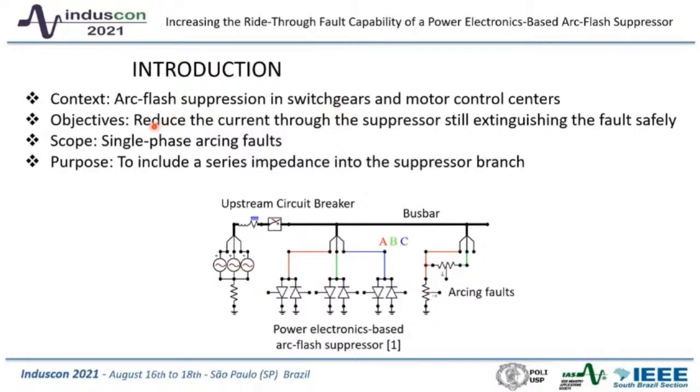The objectives of the paper are to reduce the current to the suppressor and extinguish the fault safely at the same time. The scope is single-phase arcing faults, and the purpose is to include a series impedance into the suppressor branch, right here, here, and here, since it's a three-phase solution, to reduce the current to the thyristors when the arc flash suppressor is turned on.